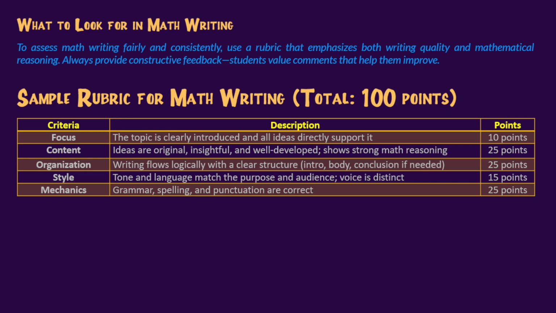Here the teacher can consider 5 criteria, that is focus, content, organization, style and mechanics. Focus means the topic is clearly introduced and all ideas directly supported. That the teacher can give maximum 10 points. Content means ideas are original, insightful and well developed, shows strong math reasoning. That the teacher can give 25 points. Organization, that is writing flows logically with a clear structure, that is intro, body, conclusion if needed, etc. Here the teacher can give maximum 25 points.